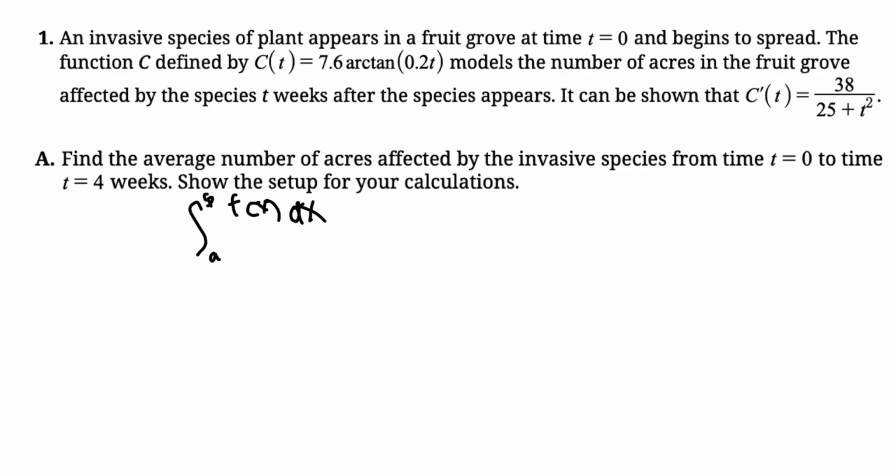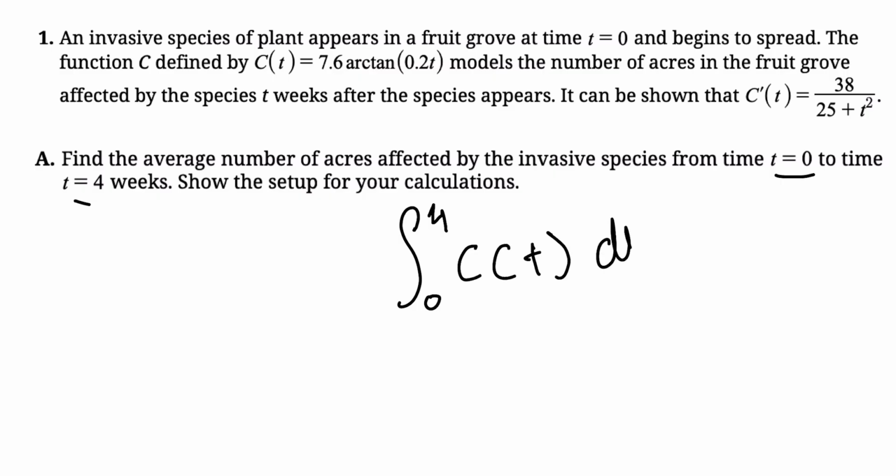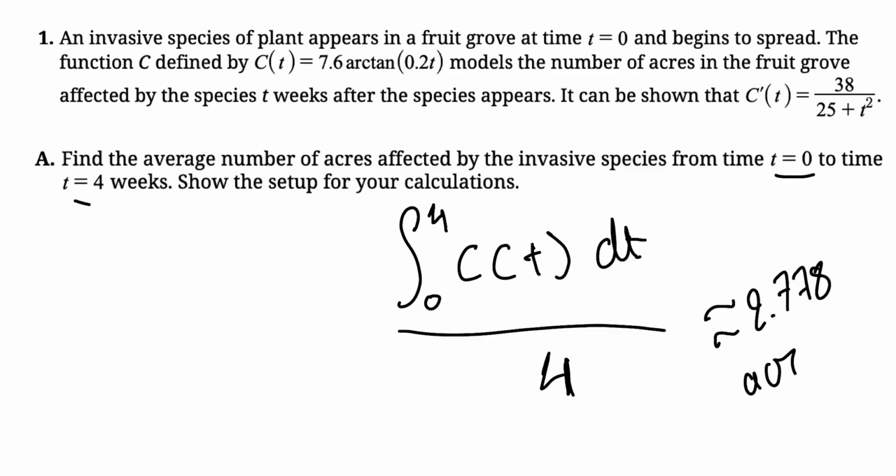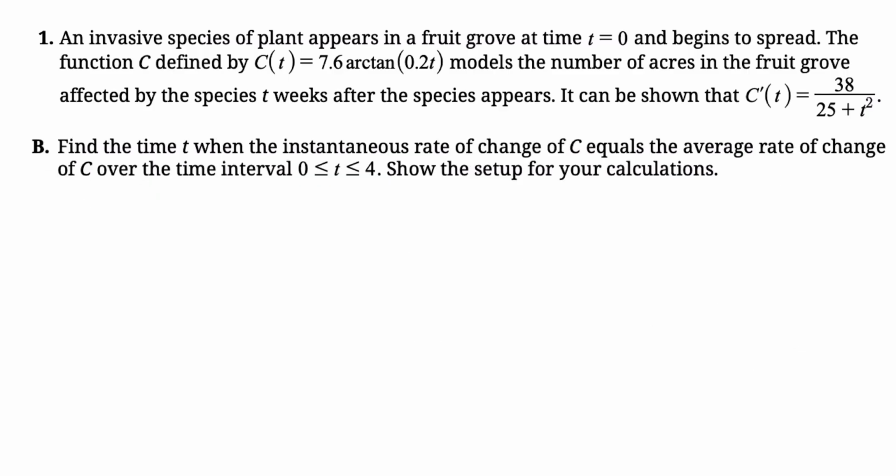So if we go ahead and apply this specifically to this problem, what you end up with is the integral from, in our case, 0 to 4 of c of t with respect to t divided by 4 minus 0, which is just 4. And what you have to do is plug this into your calculator. So remember, this is a calculator active question, and you will get approximately 2.778 acres. And this is it for part A.